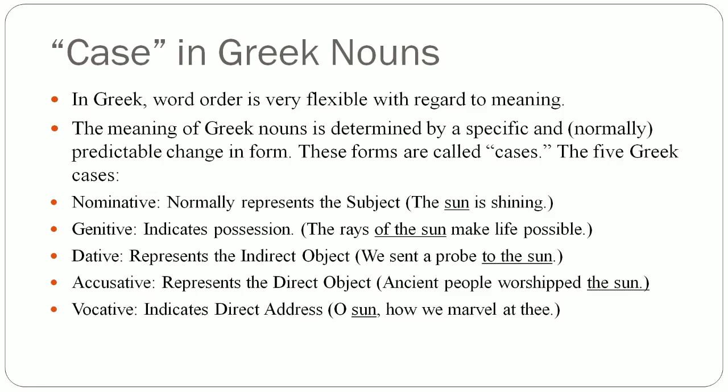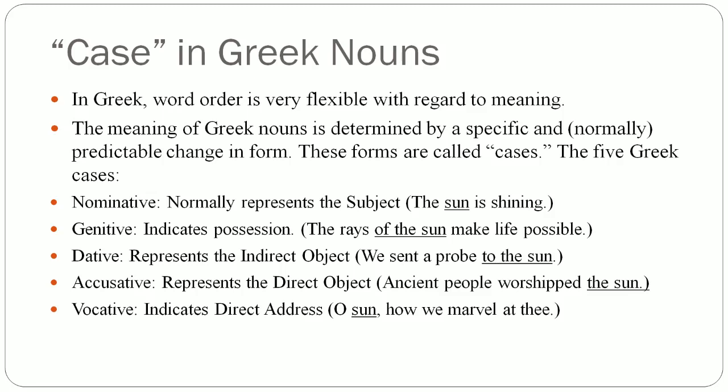But in English, we normally translate an indirect object with the word to, and so if you find a dative word, just supply the word to, even though it's not anywhere there in the Greek. You can just always put that there in front of it because it's part of the dative case. All right, we sent a probe to the sun is an example of an indirect object.